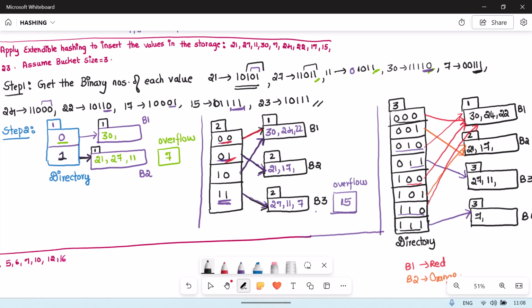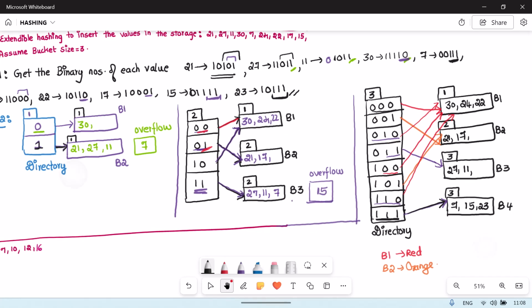Then you have 15. 15 is having last 3 digits 111, so it will come here. And 23. 23 again is having last 3 digits as 111. So you will have to find out that address which is having 111 and whichever bucket it is pointing to, in that you will have to place the values. Like this. Are you clear?